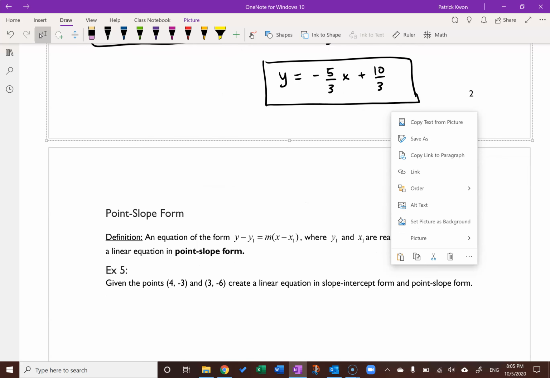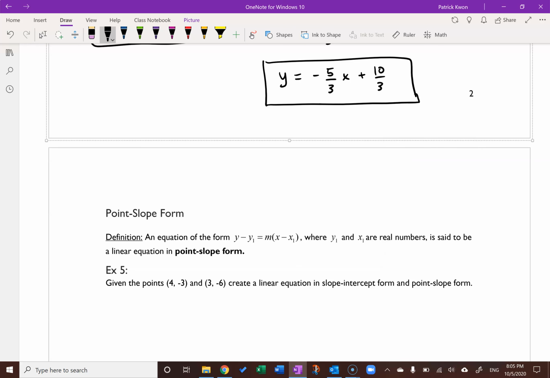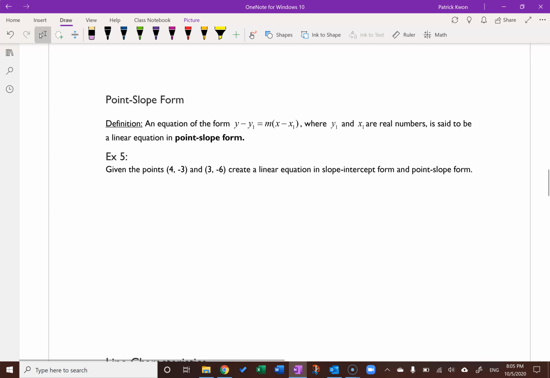So the other form that we're going to talk about today is called point-slope form. An equation of the form y minus y1 equals m times x minus x1, where y1 and x1 are real numbers, is said to be a linear equation in point-slope form. That is a mouthful. So let's see an example. Example 5 says, given the points 4, negative 3 and 3, negative 6, create a linear equation in slope-intercept form and point-slope form.